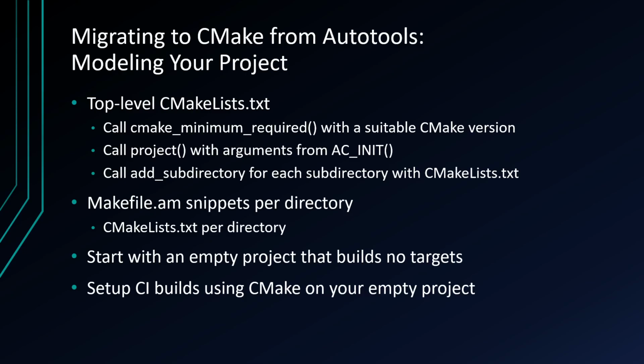And for each, I'm recommending that if you have subdirectories with Makefile.ins or Makefile.ams in those subdirectories, you put a CMakeLists.txt in each one of those directories, copy all the makefile template stuff into your CMakeLists and comment it out. Initially, those files are just empty. So your top level CMakeLists is going to call cmake_minimum_required, and it's going to call project, and it does nothing else but call add_subdirectory to get all the directories connected together.